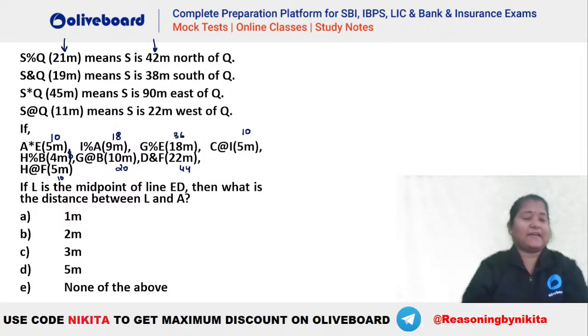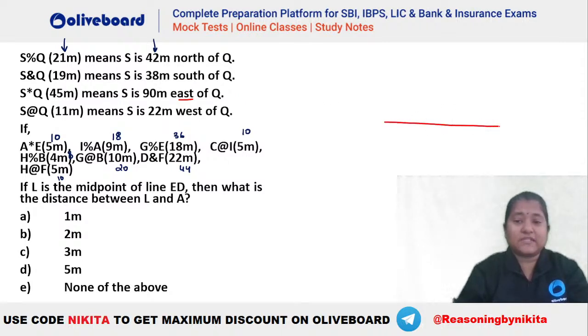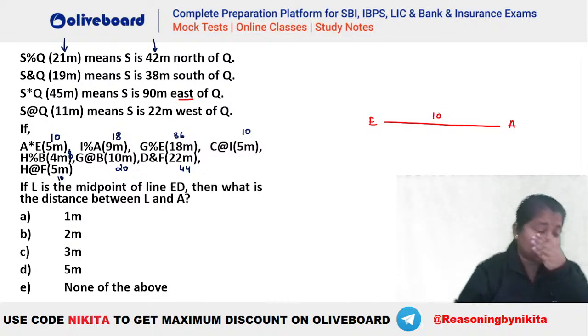Chalo, let's draw the diagram. Okay, so we have A asterisk E. Asterisk means what? That is east. So that means A has to be towards the east of E. Let's say this is your A and E. Okay, and the distance between them is 10 meters. Okay, this is your 10 meters here.